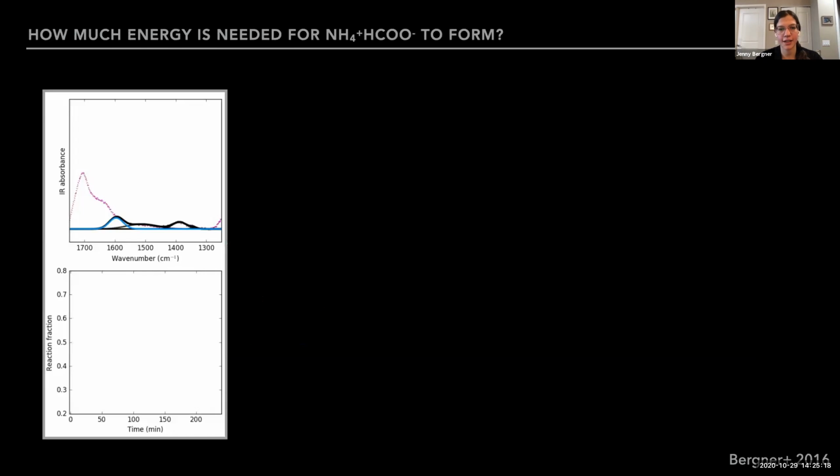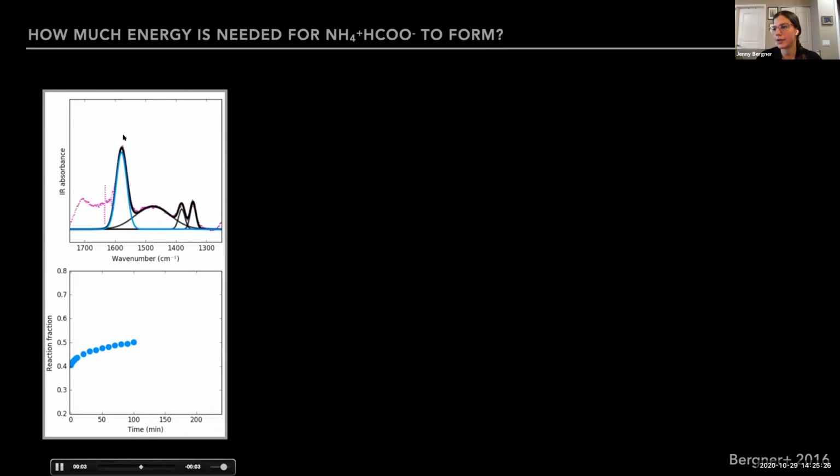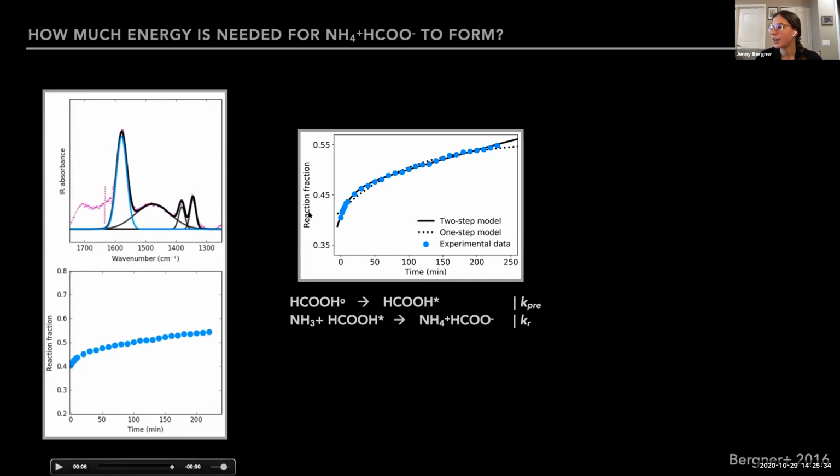Ultimately, we really like to understand the energetics of this salt formation. And so to do this, we measure the kinetics. This is a time lapse of how the infrared absorbance changes over the course of an experiment. And from this, we can derive a growth curve. In order to derive the kinetics, we then fit our growth curve with a kinetic model, and we can actually use different models to tell us something about the mechanisms by which this chemistry is happening. In this case, we see that a two-step model fits the data really nicely, while a single-step model is not really as good of a match. So it's telling us that this chemistry is proceeding in two distinct steps.